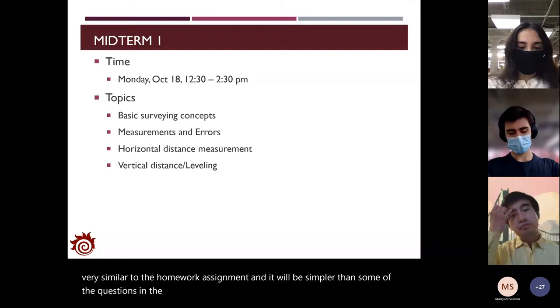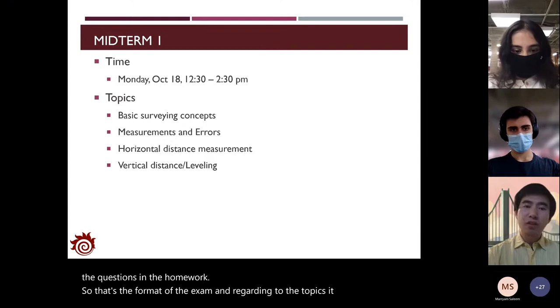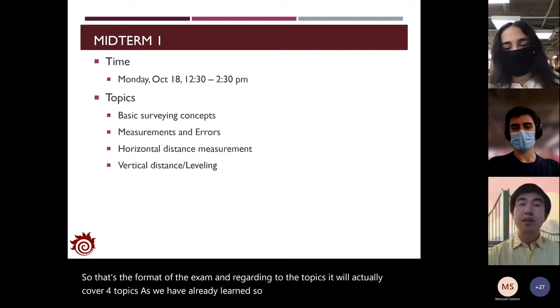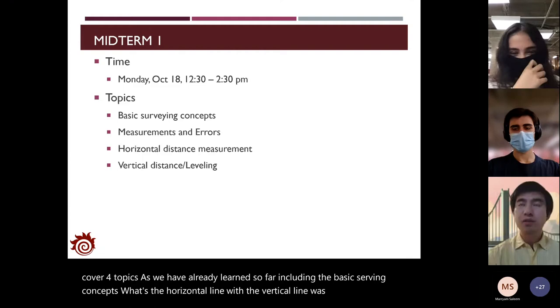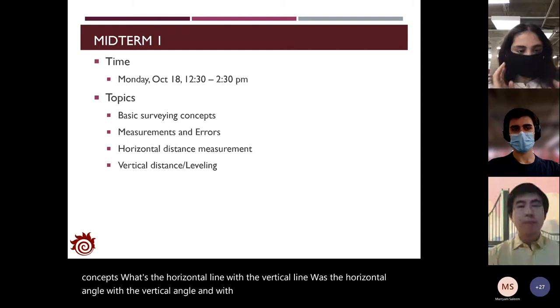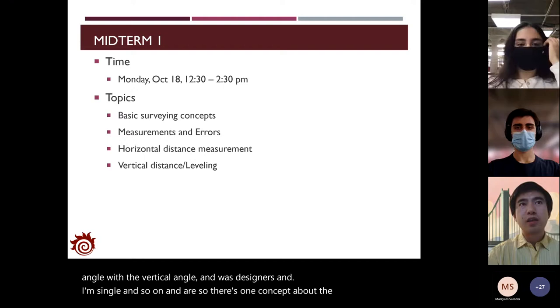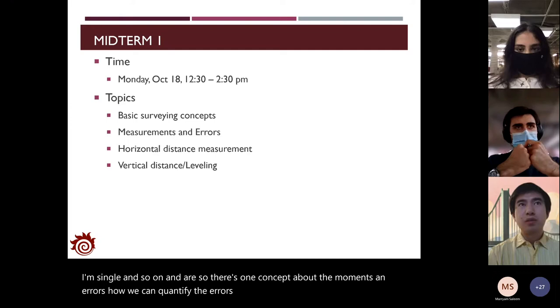Regarding the topics, it will actually cover 4 topics as we have already learned so far, including the basic surveying concepts: what's the horizontal line, what's the vertical line, what's the horizontal angle, what's the vertical angle, and what's the zenith, and what's the zenith angle, and so on. And also there's one concept about the measurements and the errors, how we can quantify the errors, and what kind of potential errors you will observe in surveying, and so on.